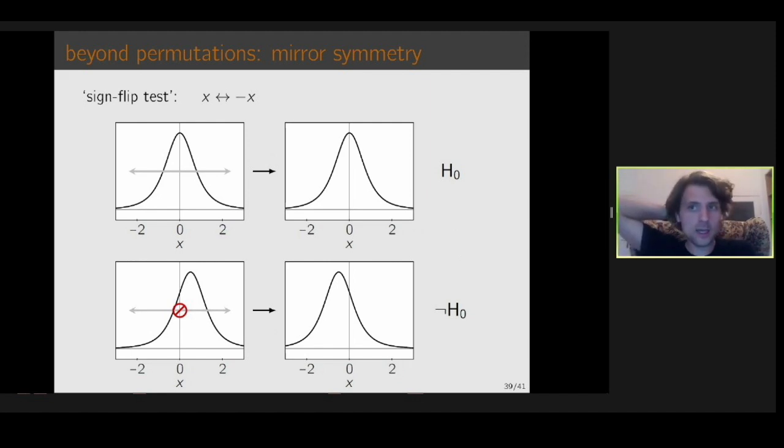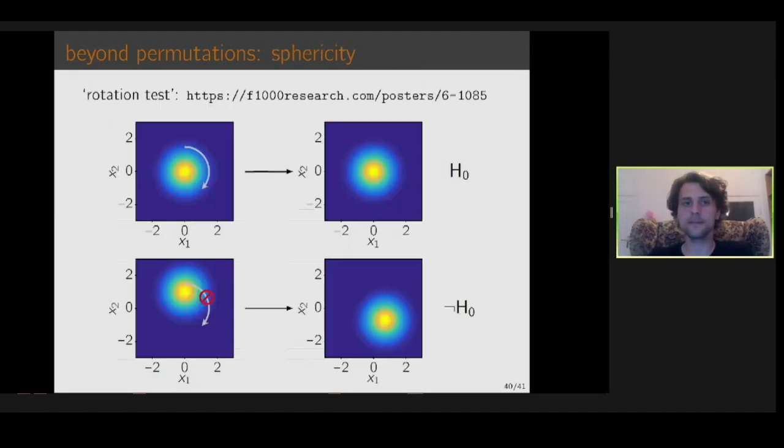We want to see how extreme the exchangeability is violated in the original dataset compared with all possible permutations of the original dataset.